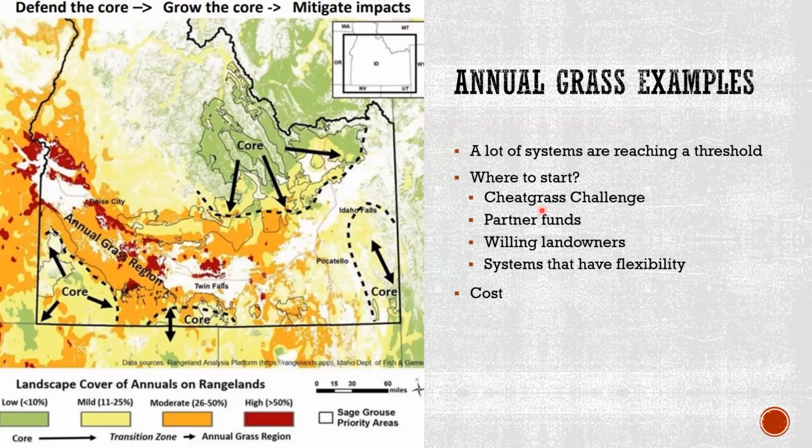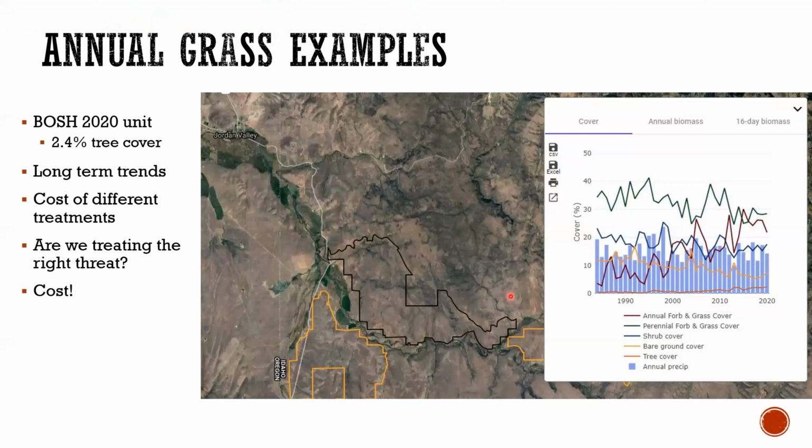If it doesn't make sense, if there's other little projects, you can start with some partner funds to maybe get ahead of the game of a cheatgrass challenge proposal. We're doing that this year, starting out with some partner funds with the intention of doing a cheatgrass challenge proposal in the future. This framework of expanding the core is a good way to think about things, but at the end of the day, you're still going to need willing landowners and systems that have flexibility and are able to pay for it.